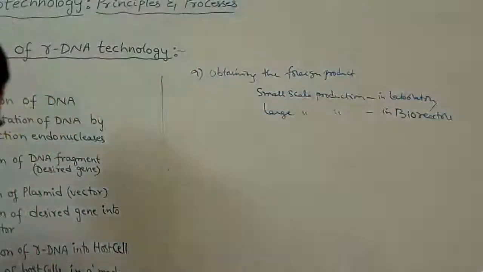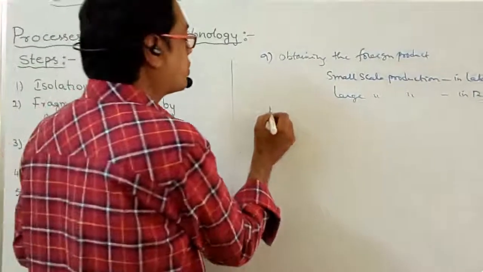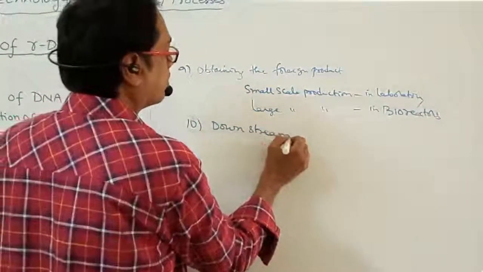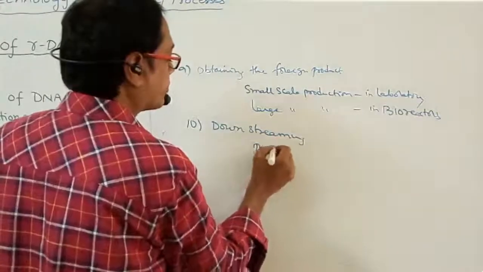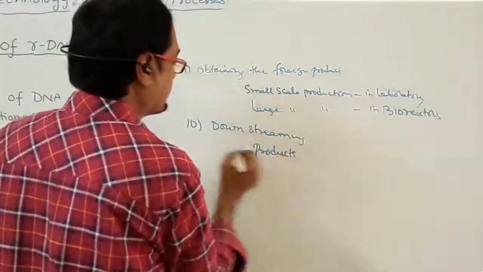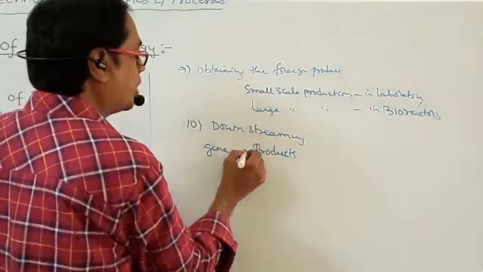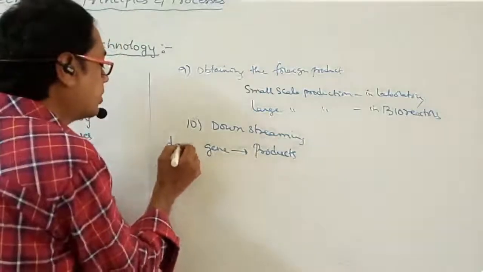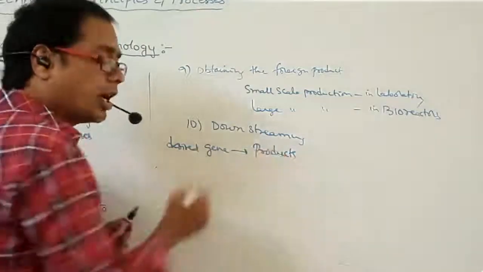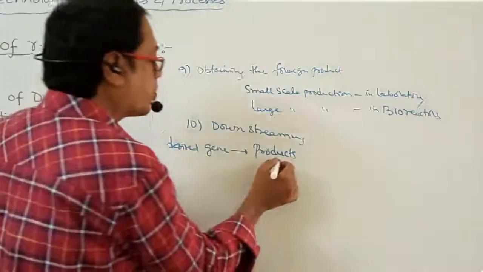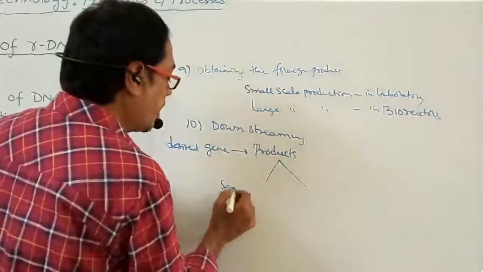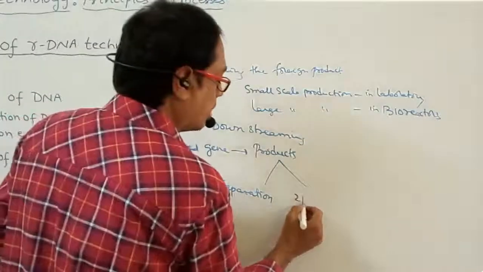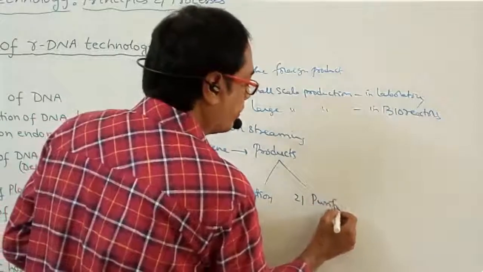Okay. Next one, downstream processing. Downstream processing means that from the desired gene, the products are obtained. These products, first of all, we have to separate, and later we have to do purification.